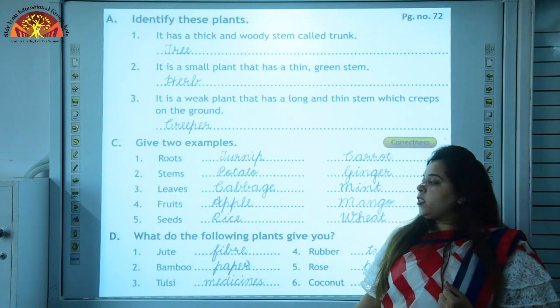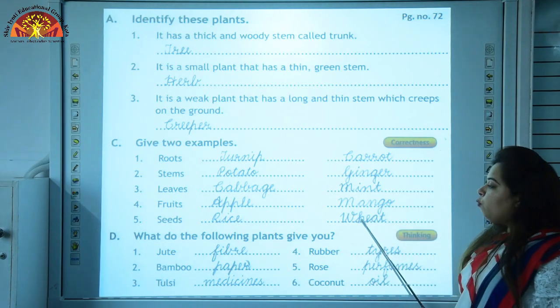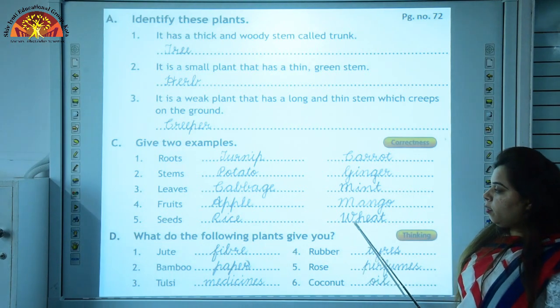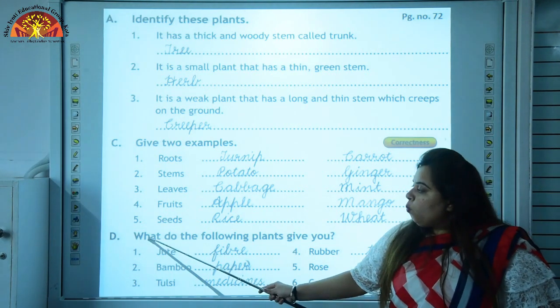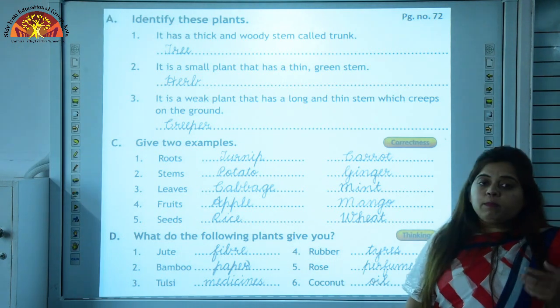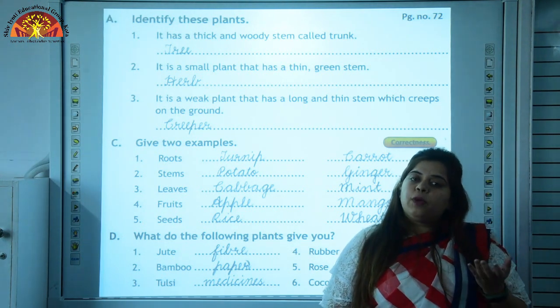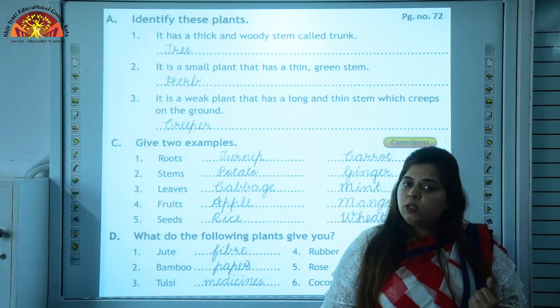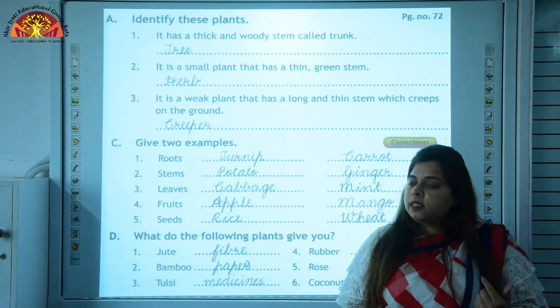Seeds that we eat are rice and wheat. We will write rice over here and we will write wheat over here. Next question, what do the following plants give you? Now children, as I told you, plants are very useful for us and they provide us many things that are very useful. Let's see what plants give.